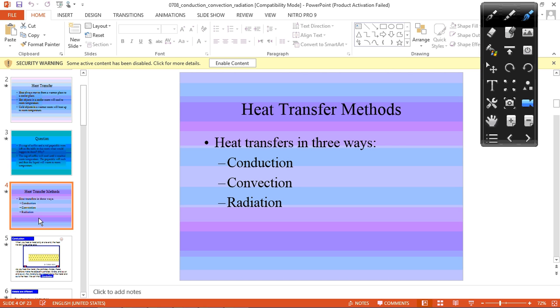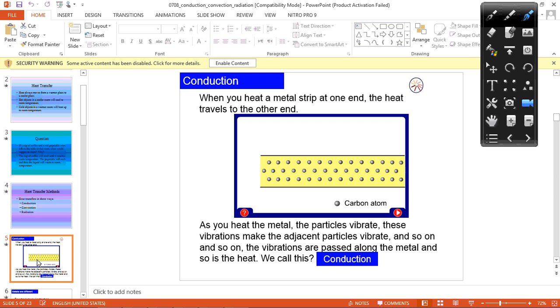Now we have three basic ways in which heat could be transferred. The first is conduction, the next one is convection, and the last one is radiation. Now let's talk about conduction first. When you heat a metal strip at one end, the heat travels to the other end.